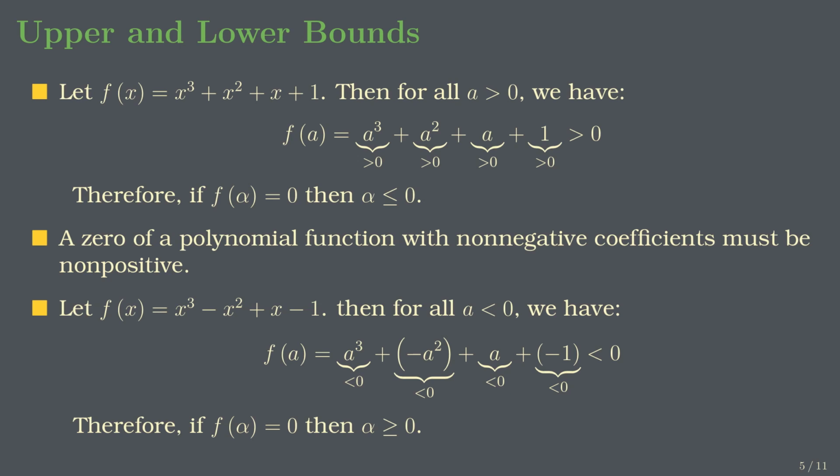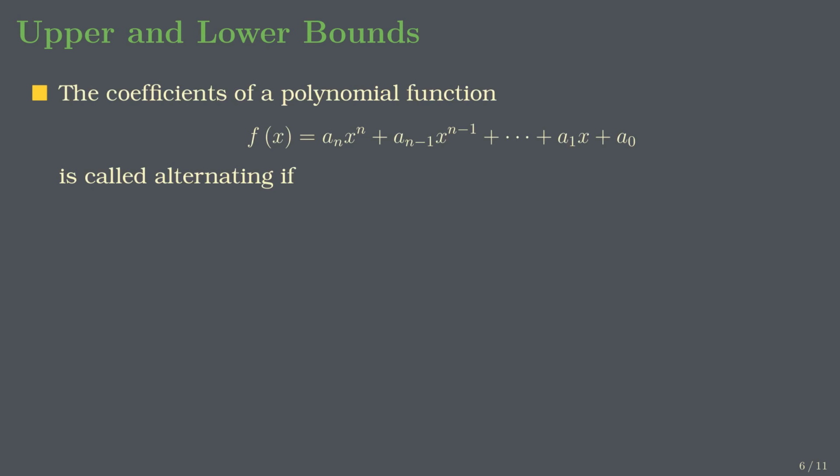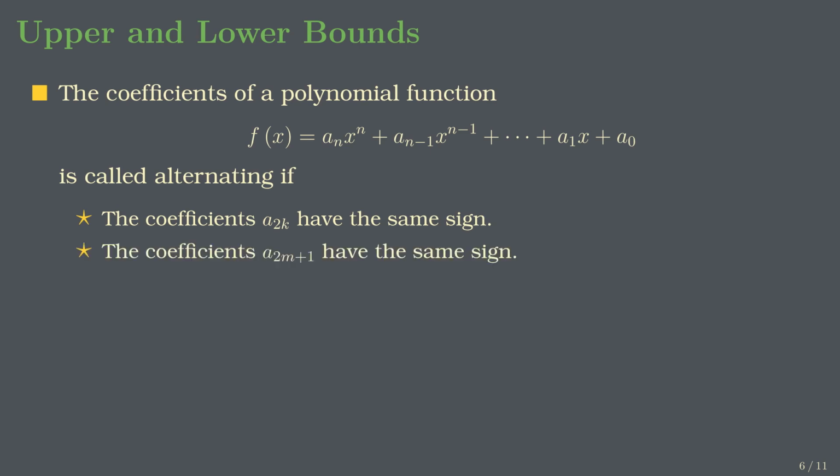And in this situation we can also generalize this observation. We call the coefficients of a polynomial function alternating if, first of all, the coefficients of even powers of x have the same sign, and similarly for the coefficients of odd powers of x. And we also require that these two groups have different signs, meaning that the coefficients of even powers must have different signs from the coefficients of odd powers.